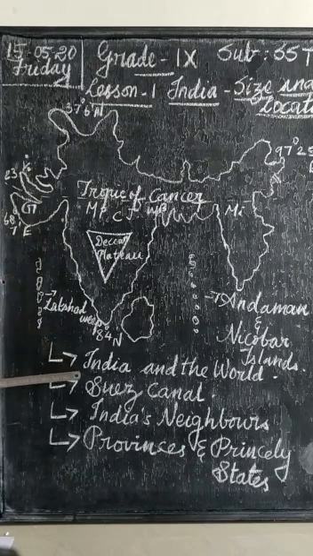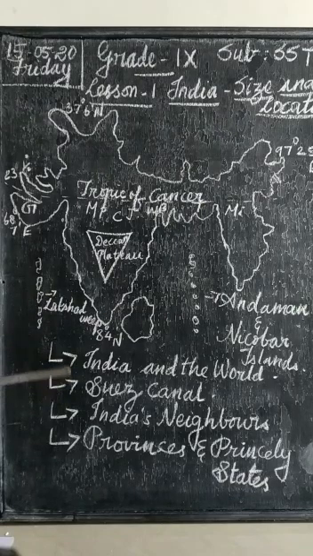Moving on to understand Suez Canal. Due to the opening of the Suez Canal in 1869, India's distance from Europe has been reduced by 7,000 km.